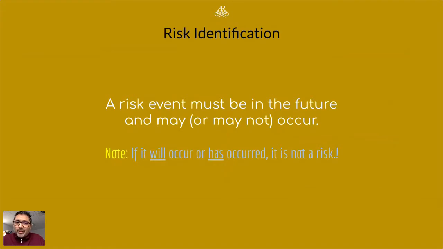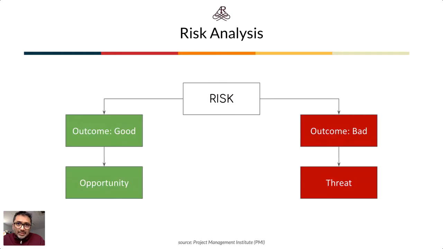So when you're identifying risks, you must always make sure that the event that you're talking about is in the future. It may or may not occur, but it must be in the future. If it will occur, like the sun getting up every morning, or it has occurred, then we would not consider that to be a risk. And when you're analyzing risks, if you have a good outcome, we call this an opportunity. And if we have a bad outcome to that risk, then we call it a threat. Again, this information comes from the Project Management Institute.